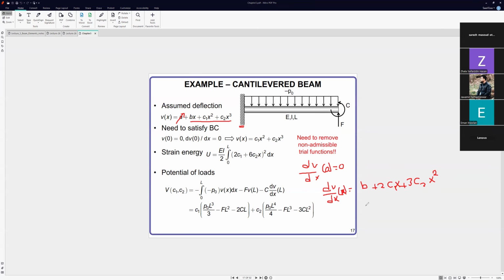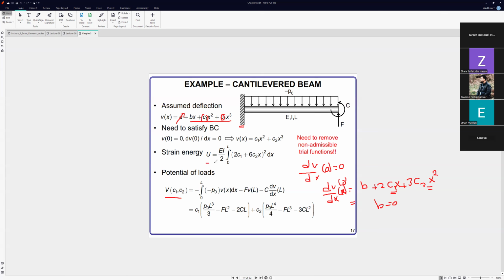So now dv at 0 is equal to 0. If we put x equal to 0, this gives 0, so B is equal to 0. What's remaining now? Just C1 and C2. This means we will need 2 equations instead of 4 equations. So V of C1 and C2 with the potential loads.